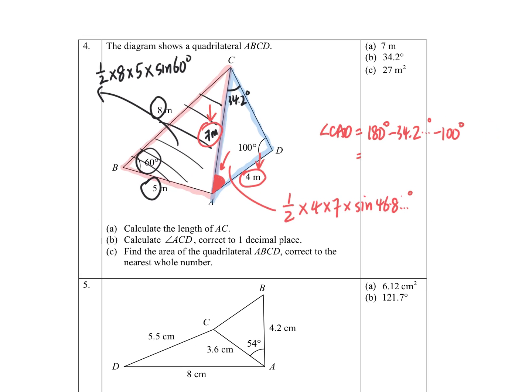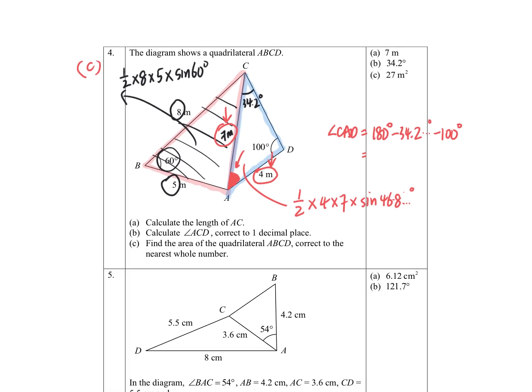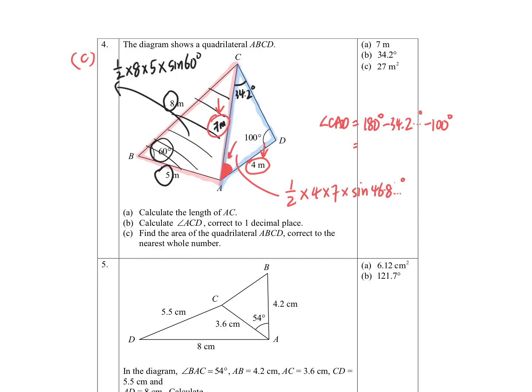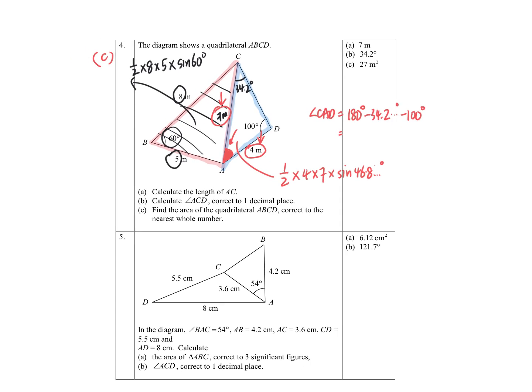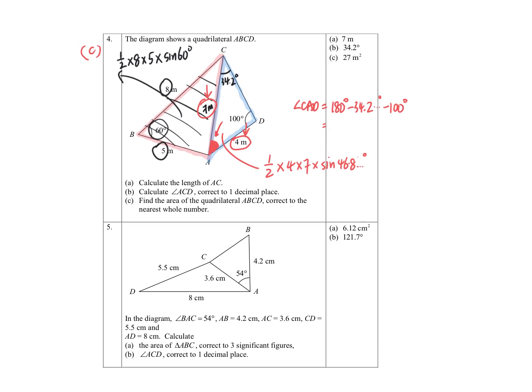Okay, this is part C. What about 5? Need to go through? Which one? Part B. For part B. ACD. Or like half times 7.4, 65. No, this is A.